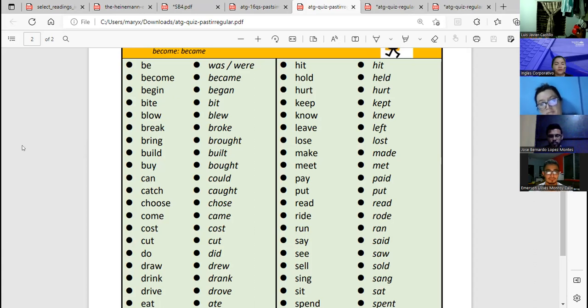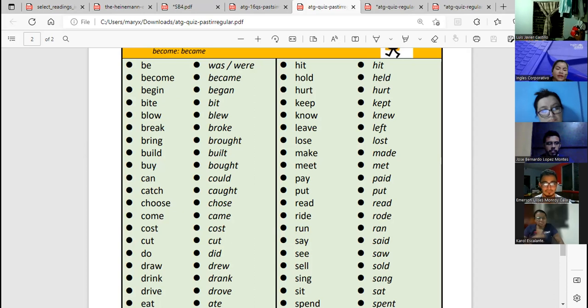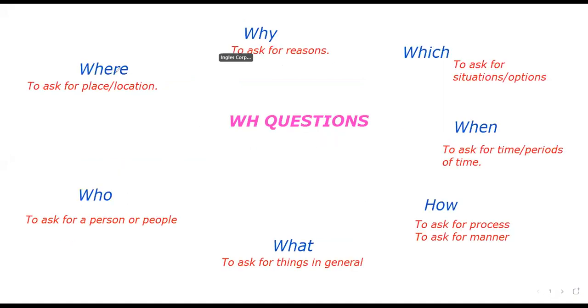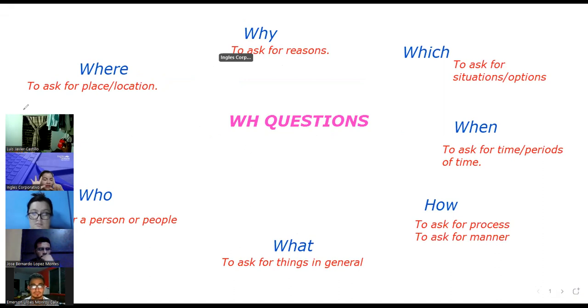Right now, we are practicing WH questions, right? So what are we going to do? We are going to choose different verbs. How many questions do we have? 1, 2, 3, 4, 5, 6, 7, okay? So you are going to select 7 different verbs and write 7 questions. Each question should have an answer. So we have 7 questions, 7 answers per group.